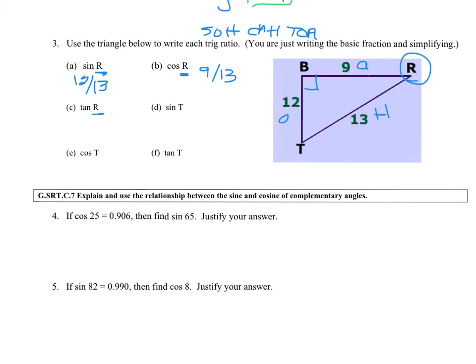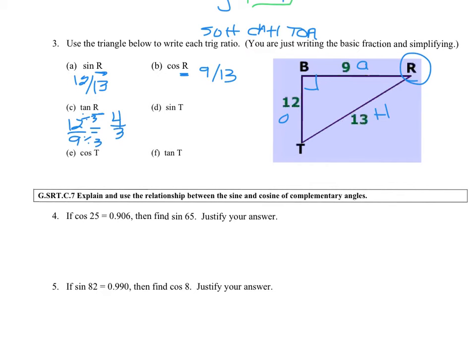And then I need tangent, and for the tangent I need an O and an A. The O in this situation is the 12, and the A is 9. So I'm going to put 12 over 9. This one can be simplified because 3 can go into both 12 and 9. So I'm going to divide the top by 3. And I'm going to divide the bottom by 3. And I'm getting 4/3 as my final answer.